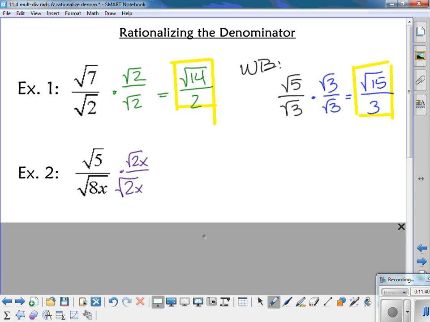That is the square root of 2x over the square root of 2x. So if you multiply across, I get the square root of 10x over the square root of 16x squared. And so we just take the square root of the 16 and the x squared on the bottom. I still have the radical on top, square root of 10x, but on the bottom I just have 4x. And now my denominator is a rational number.